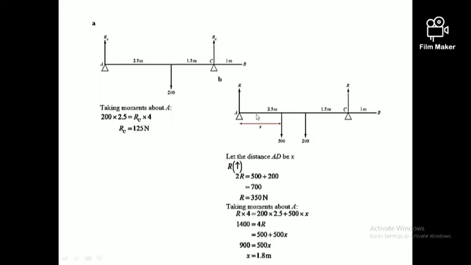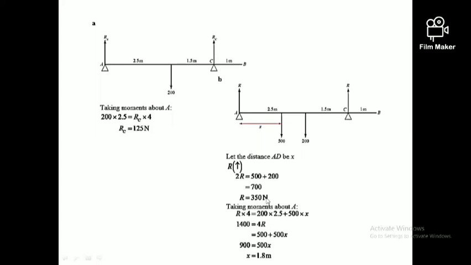X into 500 plus 2.5 into 200 equals 4 into R. 4R equals 200 into 2.5 plus 500 into X. If you simplify, you will obtain the answer as R, 1400 equals 4R. If you work out, 4R equals 200 plus 200 into 2.5 plus 500X, right? Then we know that 4R equals 500 plus 500X.